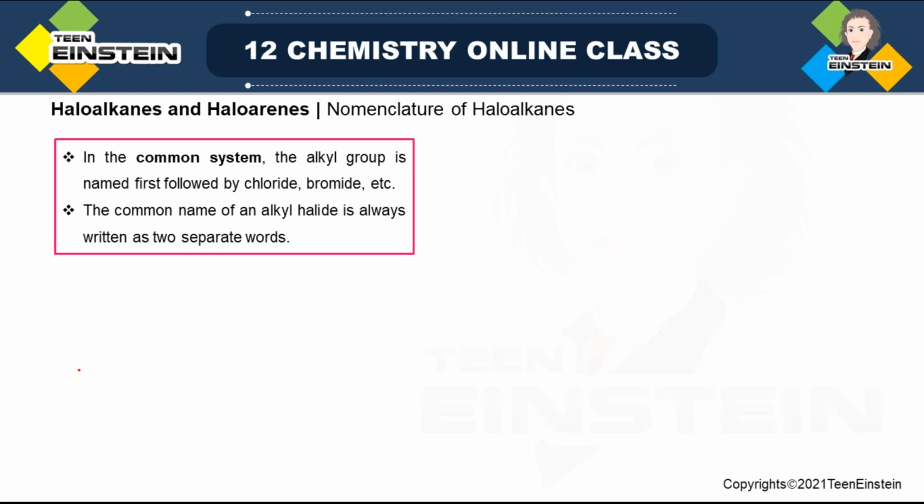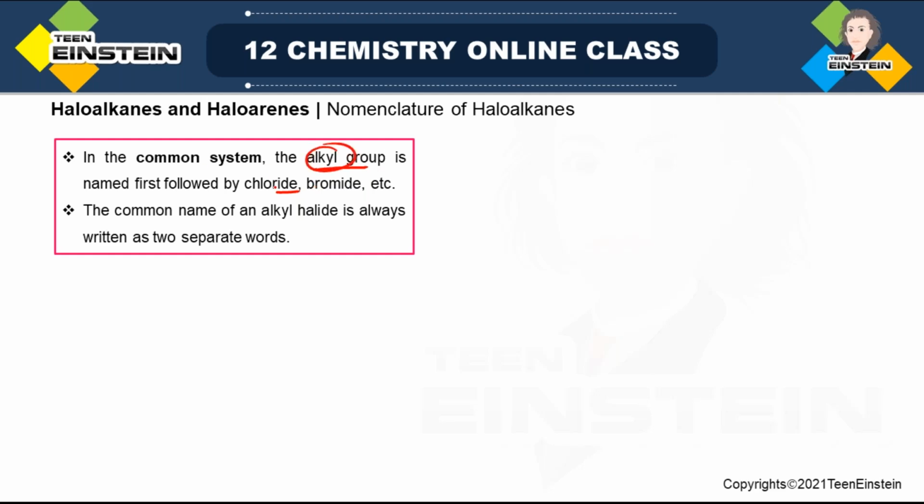So when we apply the common system, the method that we follow is that the alkyl group is named first, followed by chloride or bromide. Depending on how many carbon atoms are present in the alkyl group, if it is one carbon, it is methyl, two carbon, ethyl, like this. And after that, you have to write the name of the halogen ending with -ide: chloride, bromide, fluoride, like this.